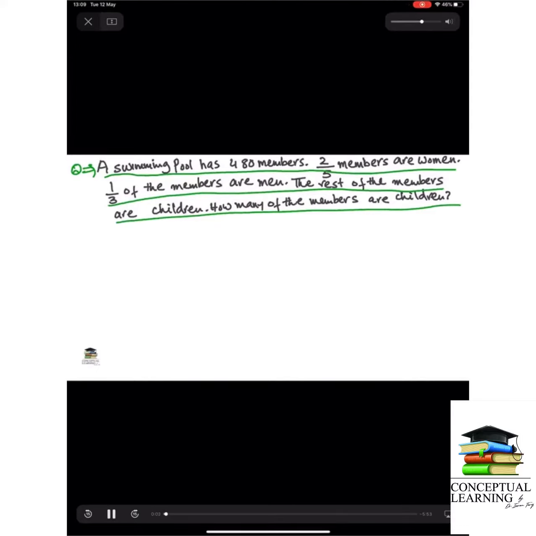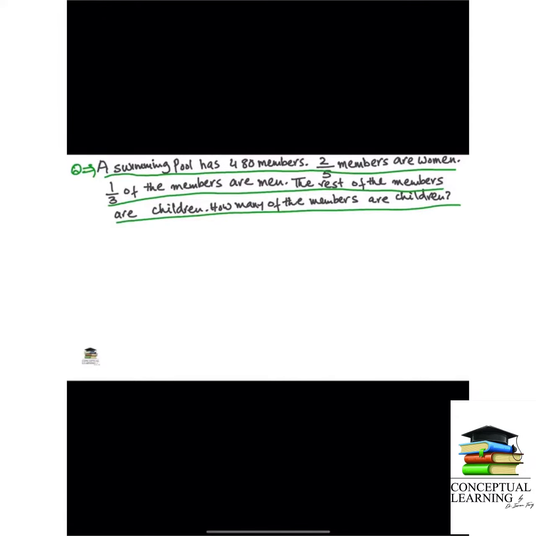Okay, the next question is: a swimming pool has 480 members. 2 over 5 of the members are women, 1/3 of the members are men, and the rest of the members are children. How many of the members are children? So this is the question. This question has two parts. One part is we solve it in terms of men, then in terms of women. Then we add up men and women together, and we take that away from the total members, and the result is the children.